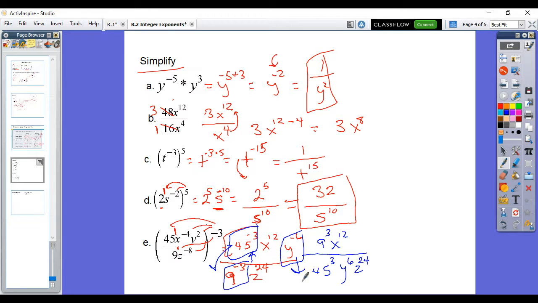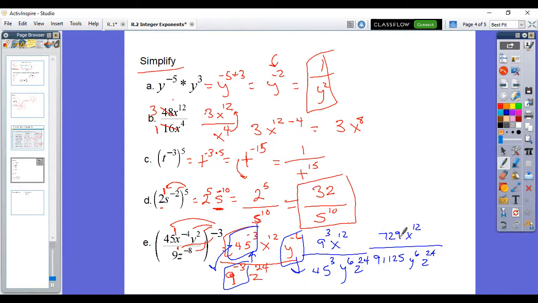Last thing we need to do is reduce right here. So on the top, 9 to the third. I'll start with the top. 9 to the third, so 9 times 9 times 9. That gives us 729 x to the 12th. On the bottom, 45 times 45 times 45. We get a big number, 91125. And then y to the 6, z to the 24.